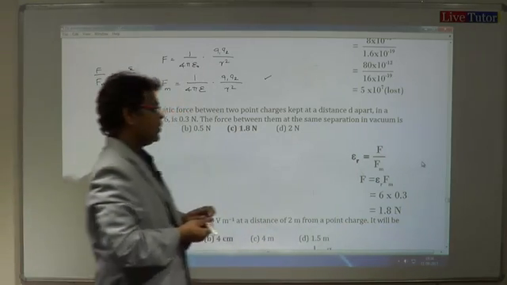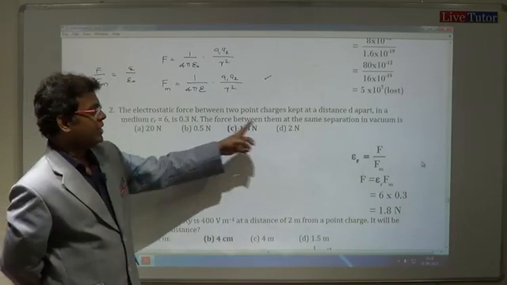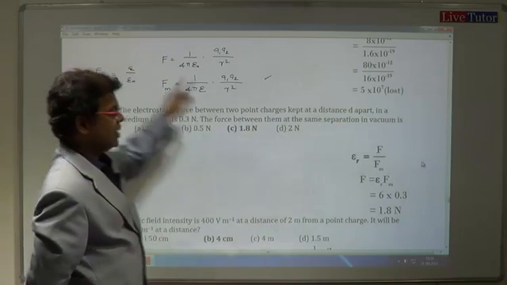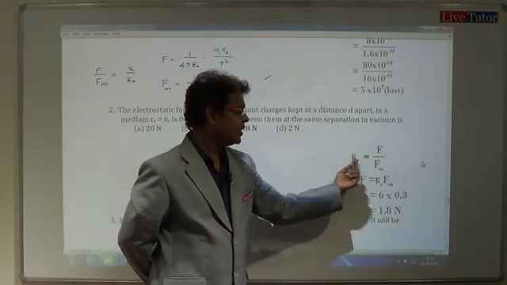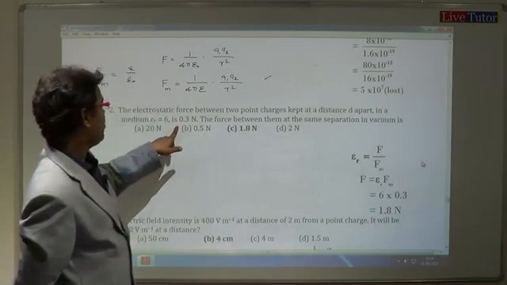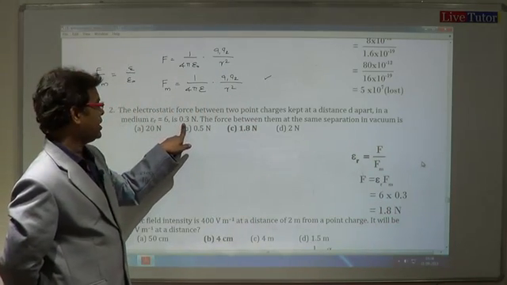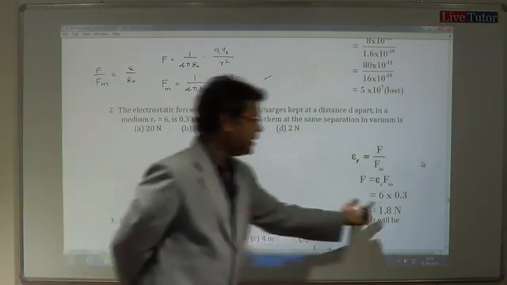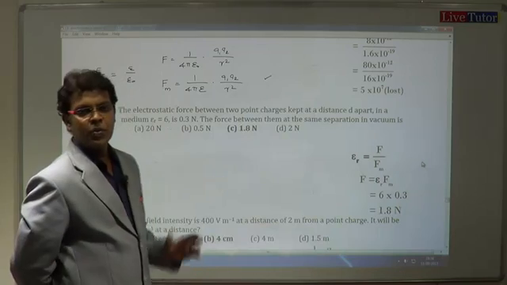In the given problem, they are asking for the force between them at the same separation in vacuum. So in vacuum, it is F, which is what we have to find. So we multiply both: epsilon r into Fm. Fm value is given as 0.3, and the relative permittivity epsilon r is given as 6. So simply you have to multiply. The answer is 1.8 Newton.